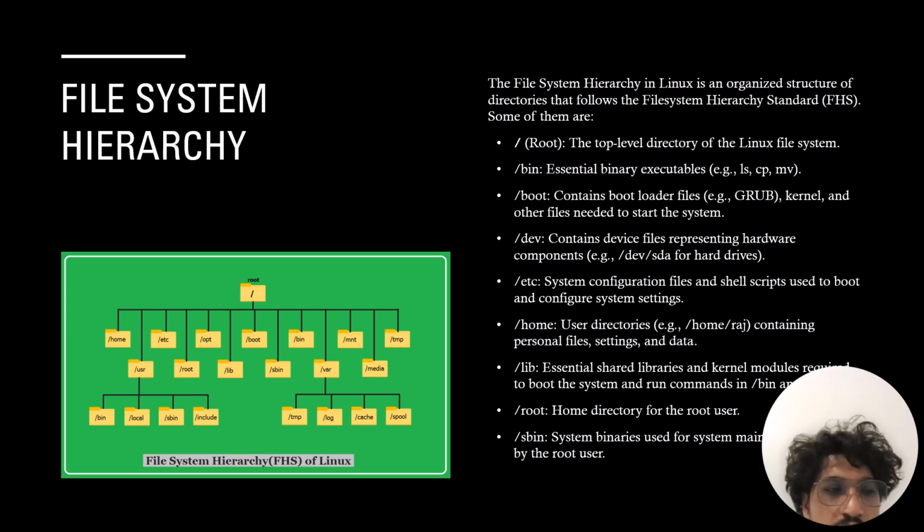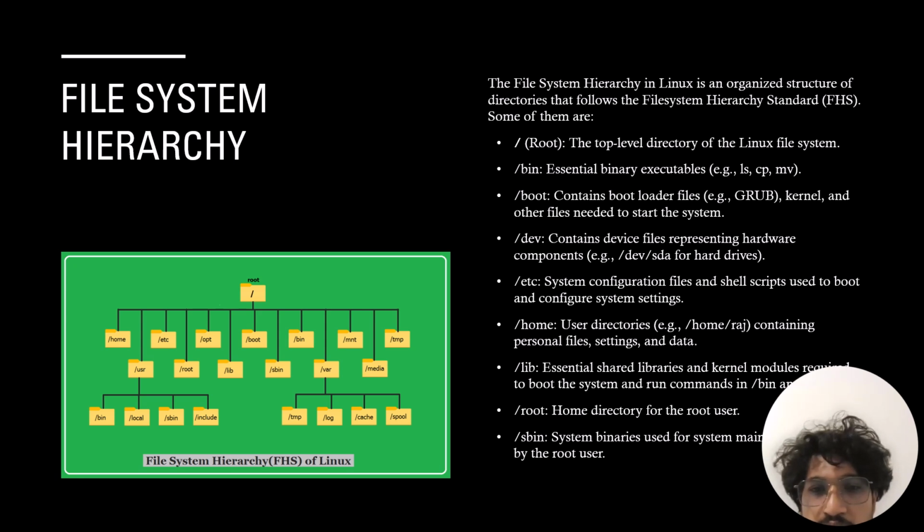I have listed the hierarchy of the file system. There is an image also, and I have given a description too. The file system hierarchy in Linux is an organized structure of directories that follows the Filesystem Hierarchy Standard (FHS). Some of them are: / is the root, the top-level directory of the Linux file system.